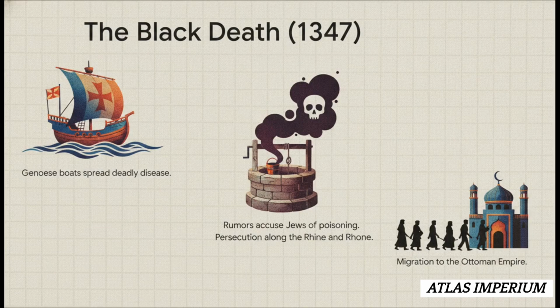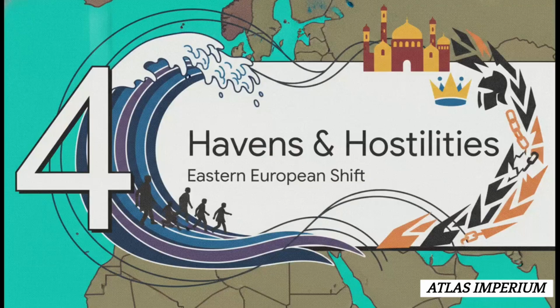This all happens right around the end of the Spanish Reconquista, where Catholic kings are issuing ultimatums to either convert or leave. As a result, the vast majority of the displaced Jewish population desperately migrates toward the much more welcoming borders of the Ottoman Empire. Let's look at Part 4, Havens and Hostilities, the Eastern European Shift.